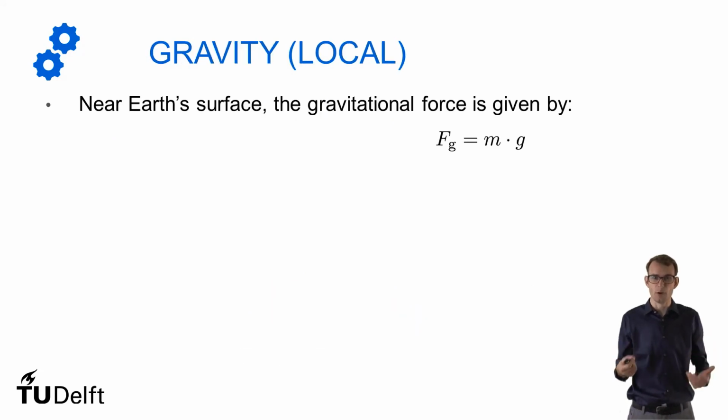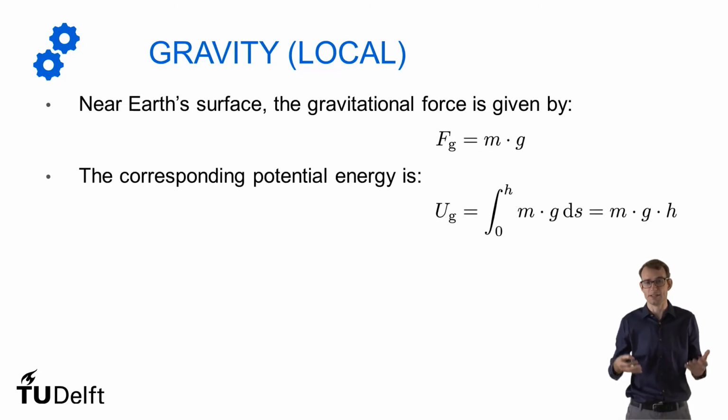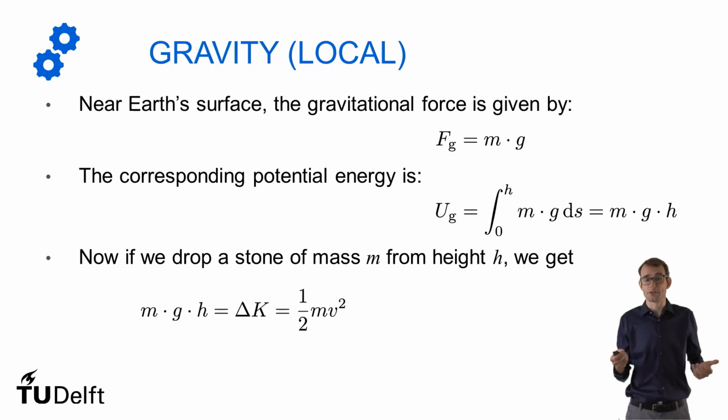Let's revisit local gravity, where the force was a constant. And therefore, the potential energy is simply, well, it's the integral over the force, but it's simply the force times the displacement. So the potential energy for gravity, which undoubtedly you've seen before, is mass times gravitational acceleration times the height. And so if I, say, drop a stone from some height h, well, I can use Newton's second law to calculate what happens. But I can also say, well, I know the potential energy at that height h was mass times gravitational acceleration times h, and that can only be converted into kinetic energy. Kinetic energy is a half times the mass times the velocity squared.